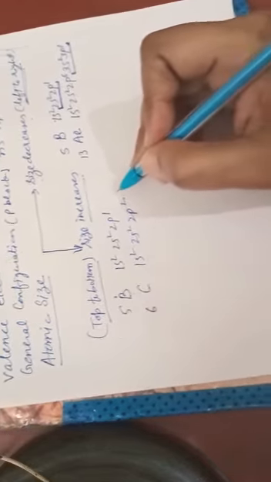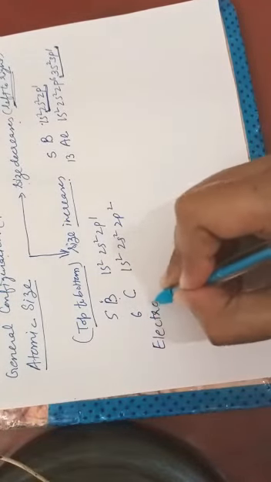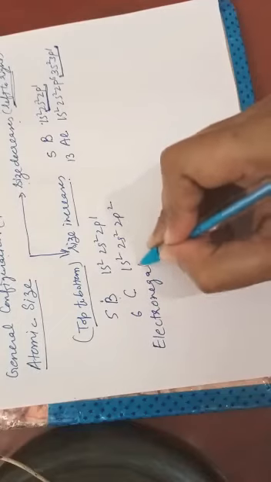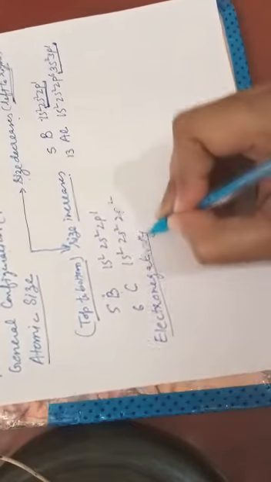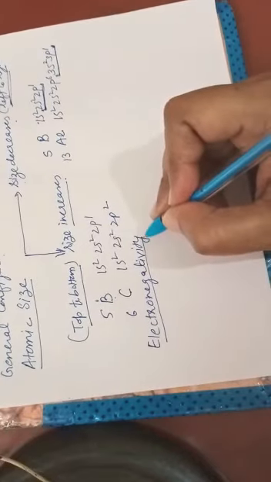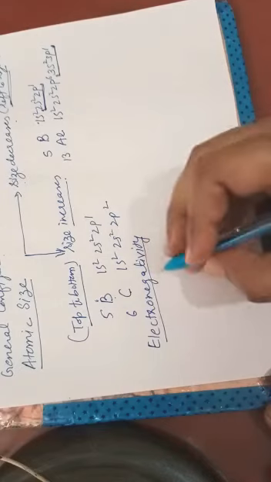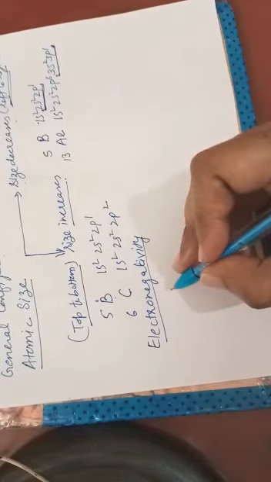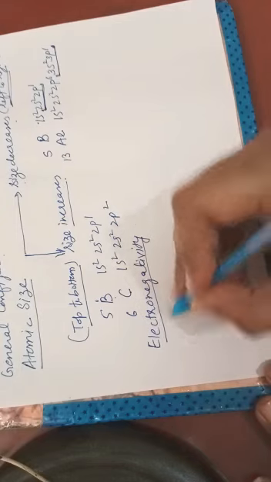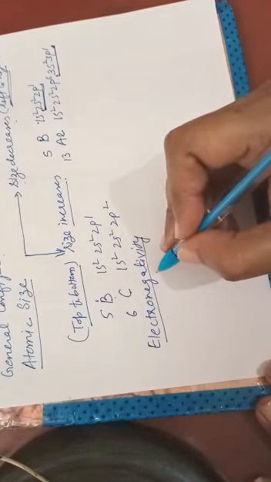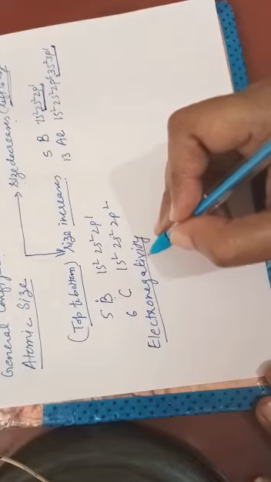Now talk about electronegativity. This is not a new term for you. What is electronegativity? Can you tell me about it? The ability to attract the shared pair of electrons towards itself is known as electronegativity.